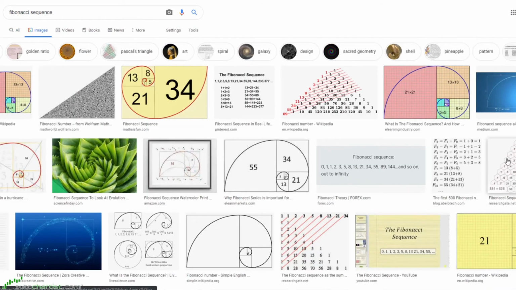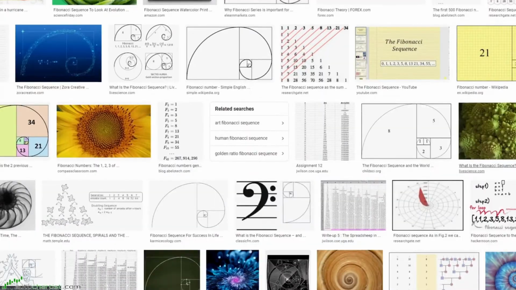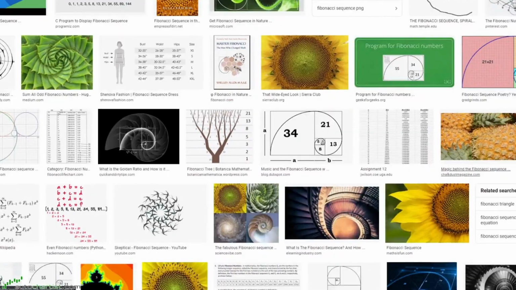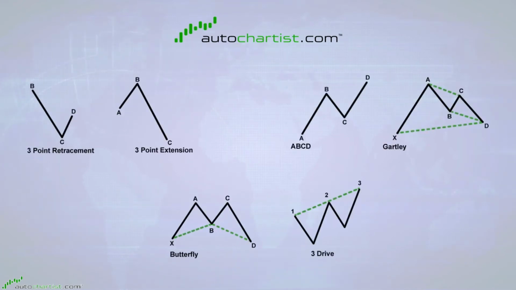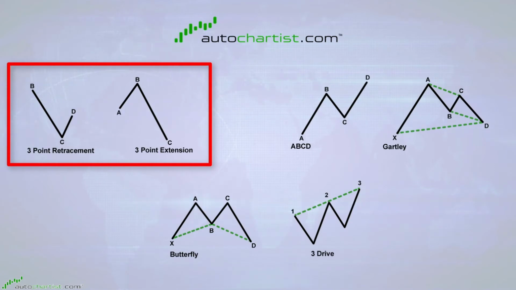For this discussion, however, I will focus less on the mathematics behind it and more on the application of it in your trading. Autochartist identifies 6 different classes of Fibonacci patterns. The simplest 2 types of patterns are retracements and extensions. These both have 3 turning points, that is, where price graphs make highs or lows. Let's look at an example.